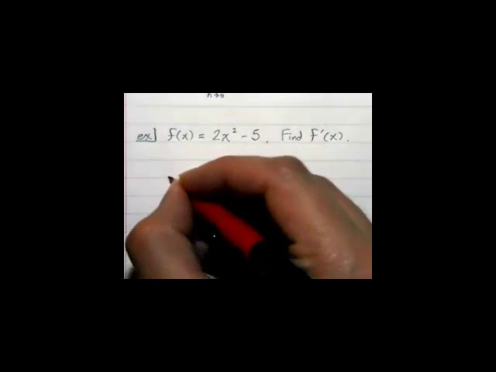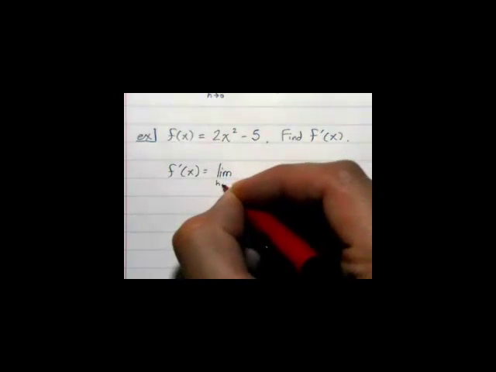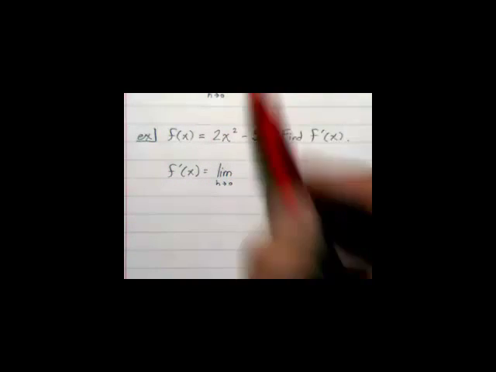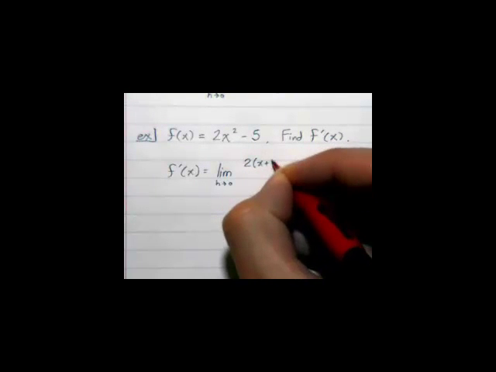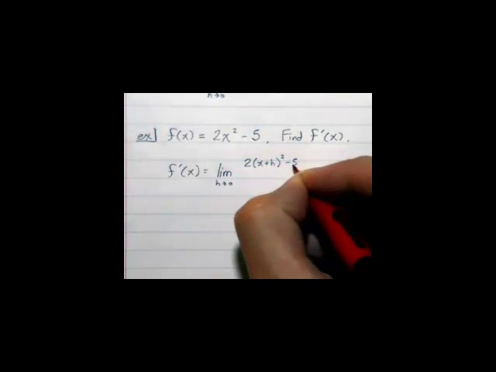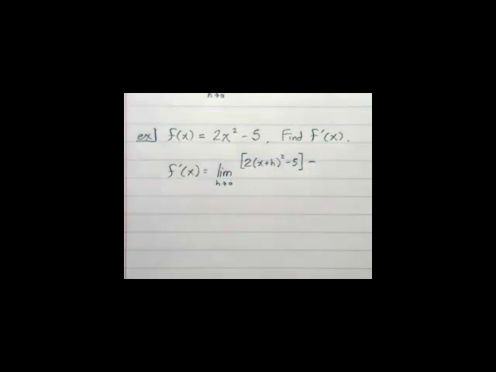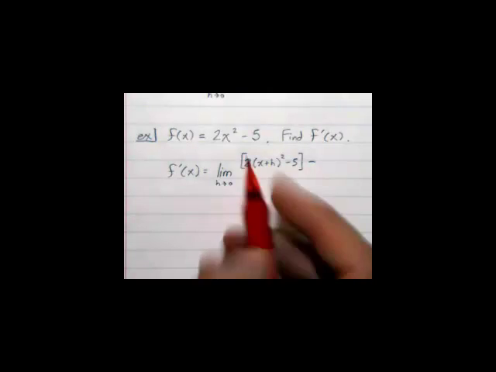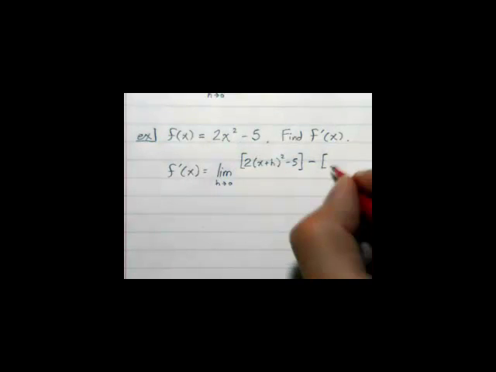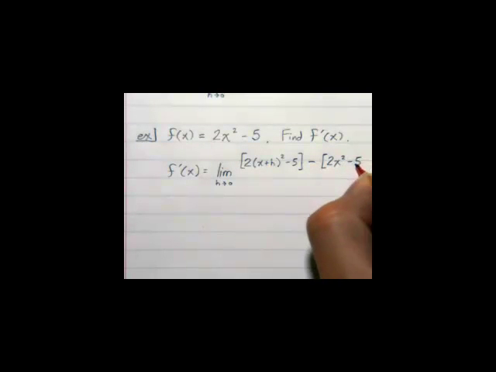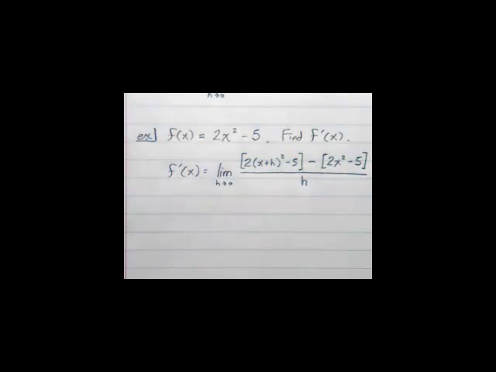Alright, so f prime of x equals the limit as h goes to 0, f of x plus h. So 2 times (x plus h) squared minus 5. Okay, so that's the f of x plus h. And then minus f of x. Okay, well, this is f of x, right? So it's just that whole function, 2x squared minus 5, getting subtracted. And then all of that divided by h.